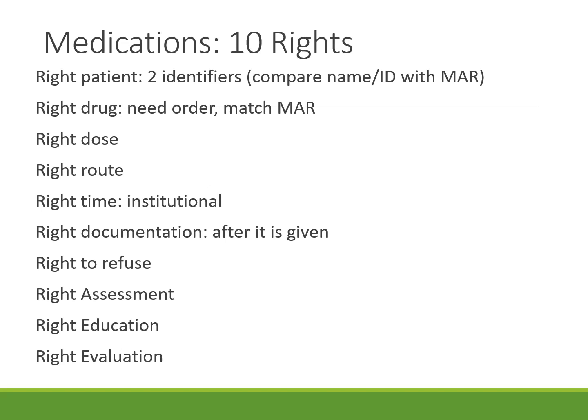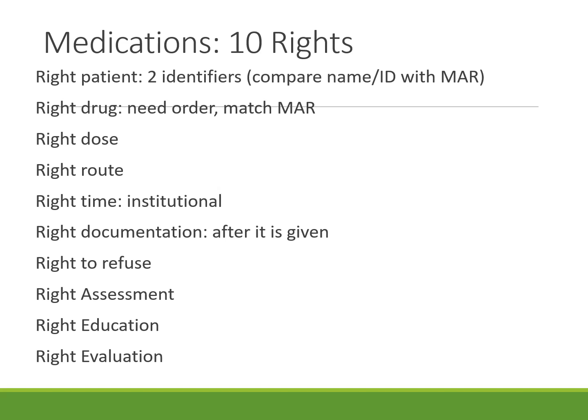So in choosing the patient, you have to use two identifiers that are located on the patient's chart. You have to compare the name with the ID or the MAR. MAR is the medication administration record. So all patients in the hospitals have the so-called MAR, or medication administration record. You have also to remember the second R, the right drug. So after you have the drug, you read the order, to match that if the order is the same with that on the MAR.